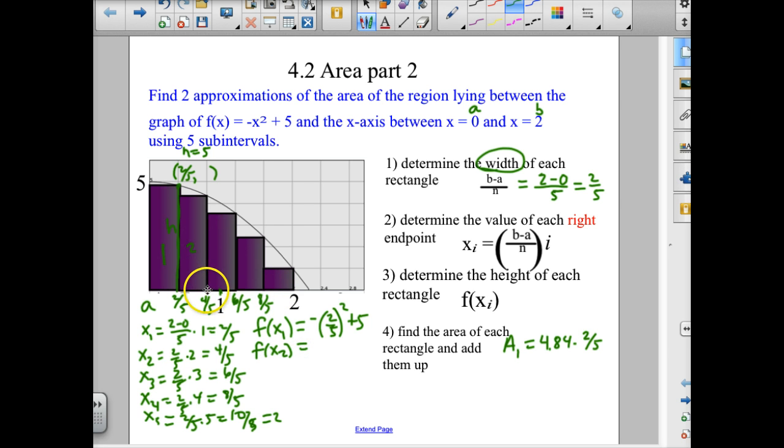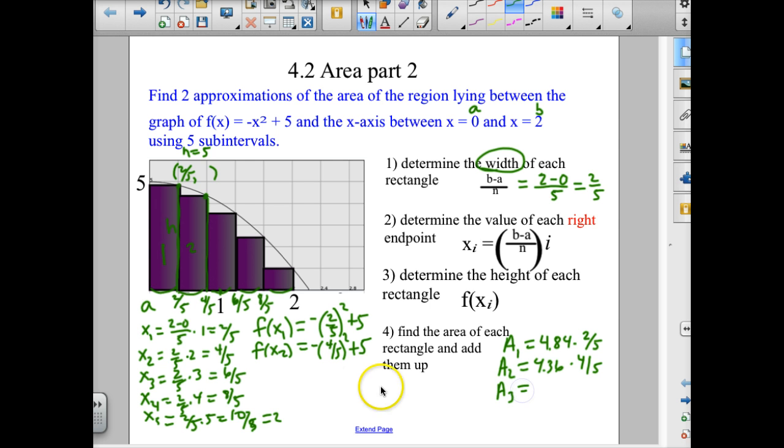Here's rectangle number 2. The x value that corresponds to the side of the rectangle that touches the curve is 4/5. So we're going to do 4/5 squared and then a negative on that and then plus 5. It's 4.36. So area number 2 is 4.36 times, is the width still 2/5 or did the width change? Notice these widths are all the same. Eventually the widths will be different, but that's a whole different lesson.